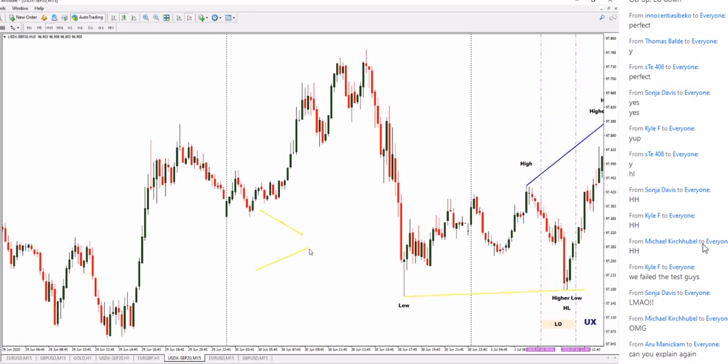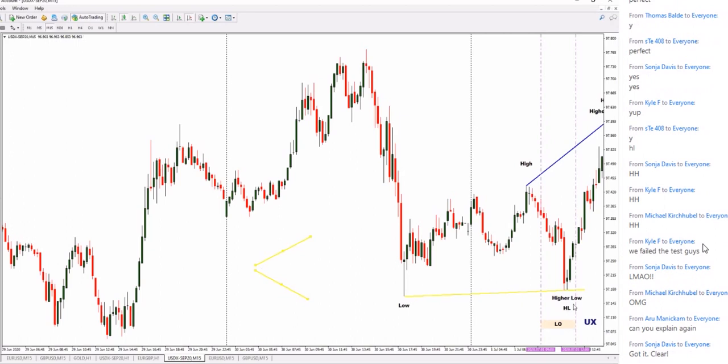If DXY gave us a lower low like this, okay, then I want to see inverse correlation on EU and GU to give us a higher high, which is the answer you guys gave, okay? This is when we want to see a higher high. So it's like a mirror, okay? You guys can understand that?